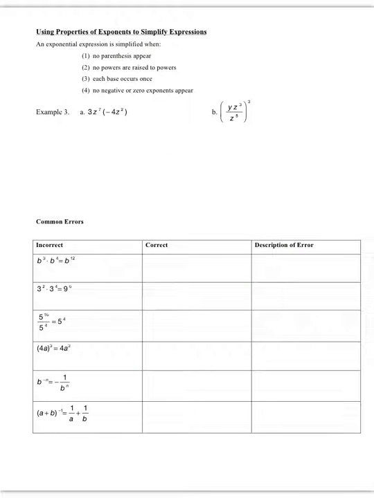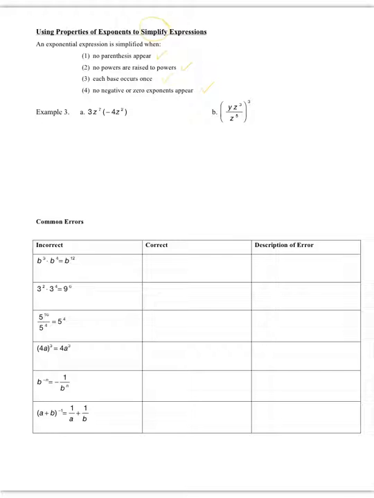So now let's use these properties of exponents to simplify expressions. Now, what do I mean by simplify? How do we know if an exponential expression is completely simplified? Well, there are no parentheses. There are no powers raised to powers. Each base occurs only once. And there is no negative or zero exponents. So once we recognize we've done all this and we have satisfied this, it is completely simplified.